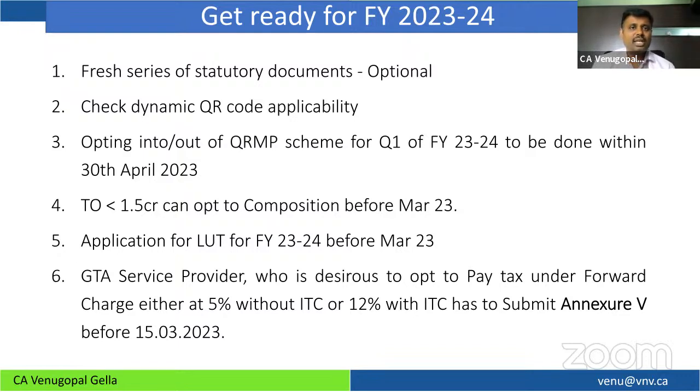The composition scheme limit is 1.5 crore. If you want to opt for the composition scheme, you have to do it now. You can't do it after the beginning of the year. LUT for next year has to be filed. If someone has missed LUT for last year, you can still file it now.